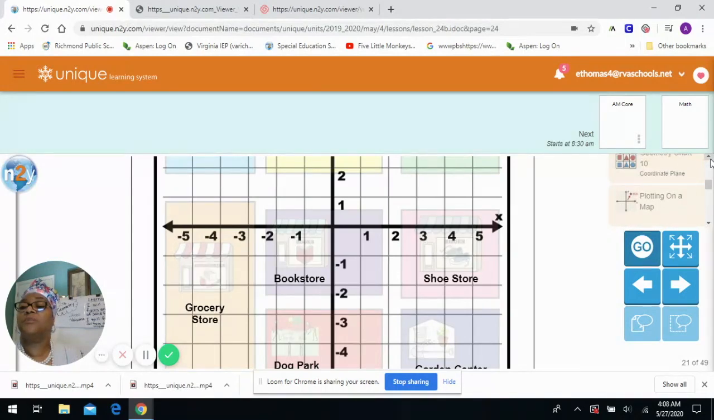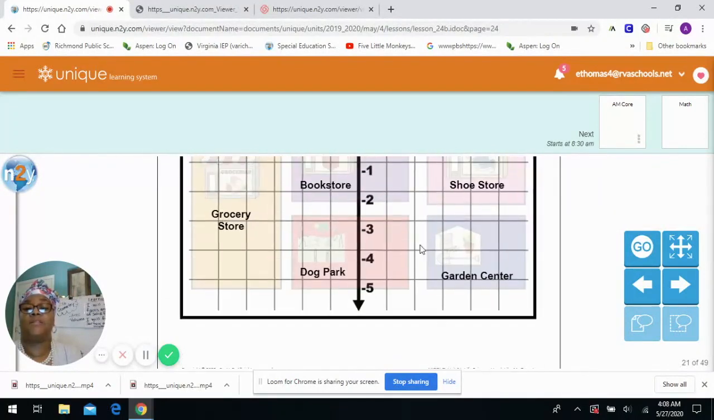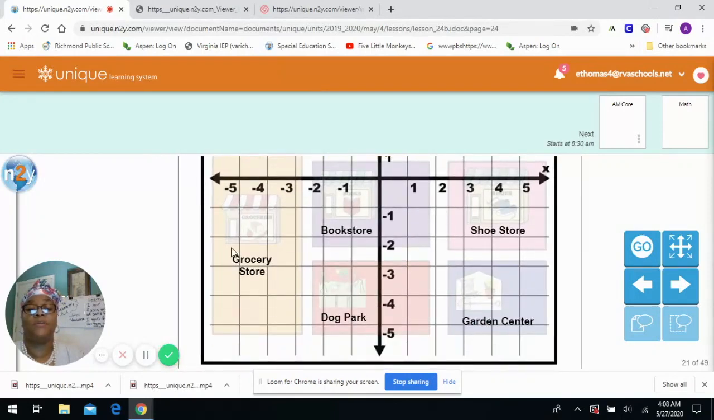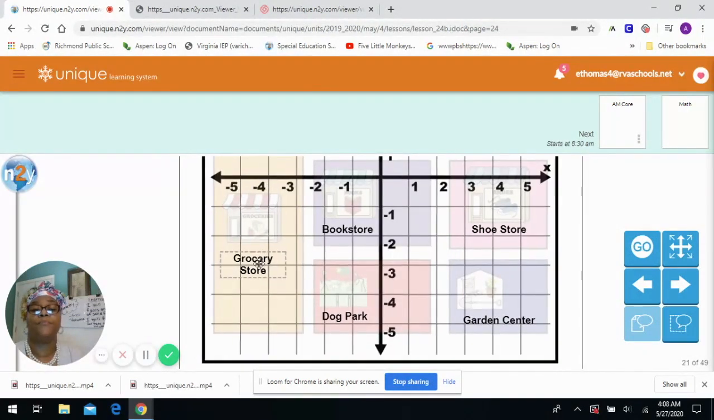All righty, okay. So we have plotting on a map. Let's look. All right, so we said this is the X and this is the Y. Now we want to plot something. We have all these things. So we want to find the store. It'll be on the X-axis. It could be either -5 or -4 and -3. So it'll be -4 and -3.